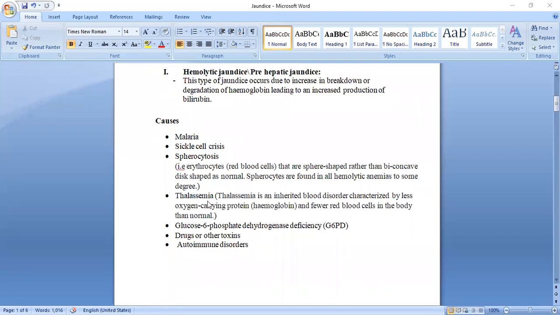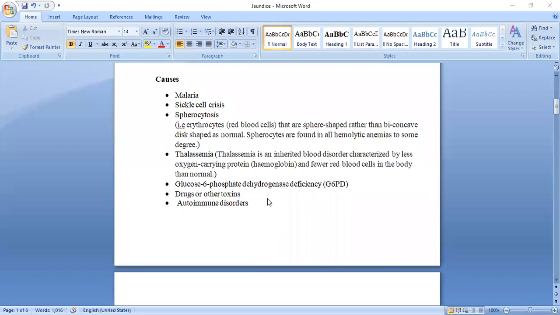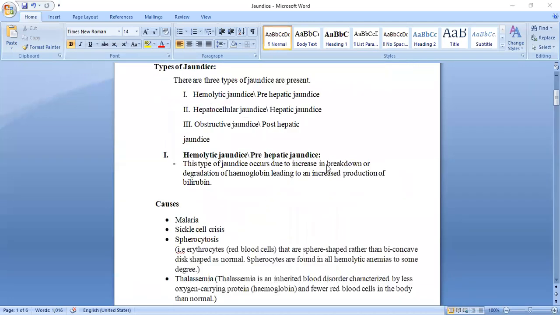Due to thalassemia, which means low oxygen carrying capacity of the hemoglobin. And due to glucose 6-phosphate dehydrogenase deficiency, this enzyme deficiency causes hemolysis. Also due to drugs and other toxins, and autoimmune disorders. These are all the causes of pre-hepatic jaundice.